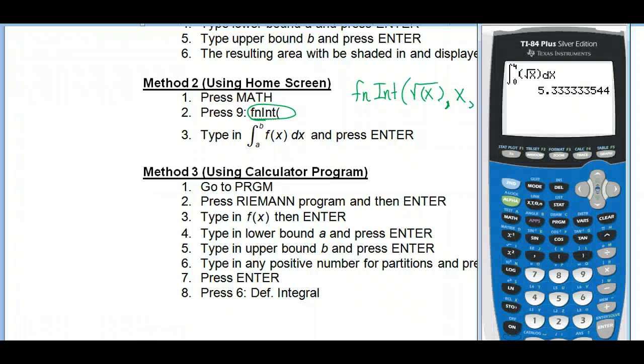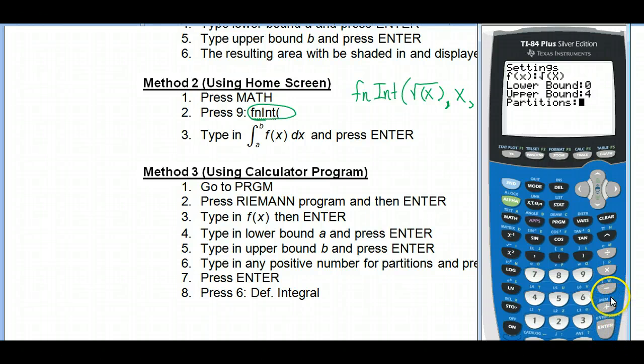We already know how to do that, right? So let's just run through it real quickly. It doesn't hurt. We're going to go to our program, and we want the Riemann. That's number 1 on mine. I don't know what it is on yours. Press enter. For f of x equals square root of x, press enter. So our lower bound is 0. Enter. Upper bound is 4.